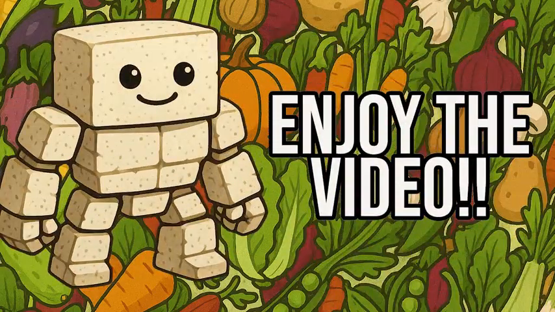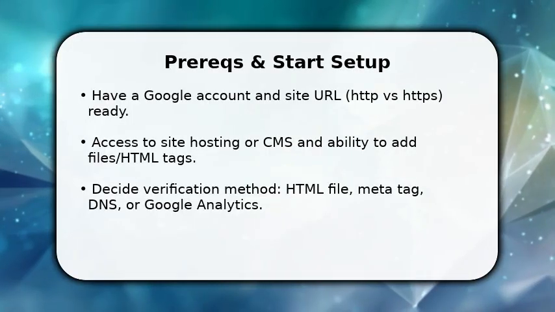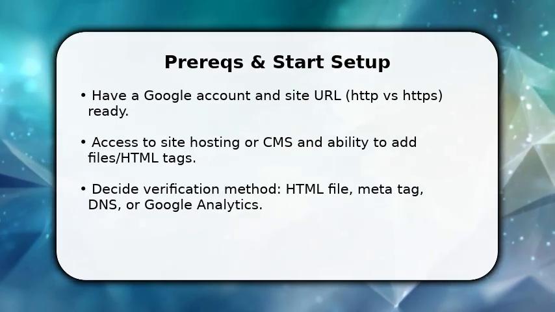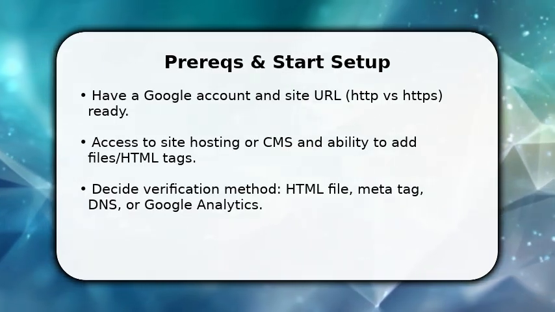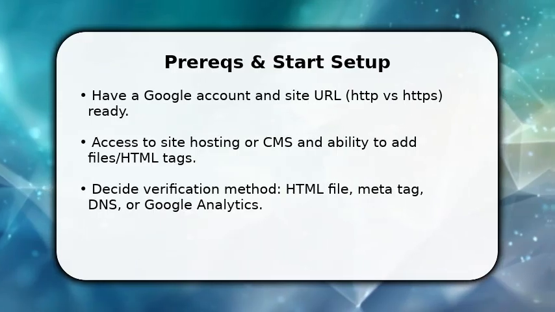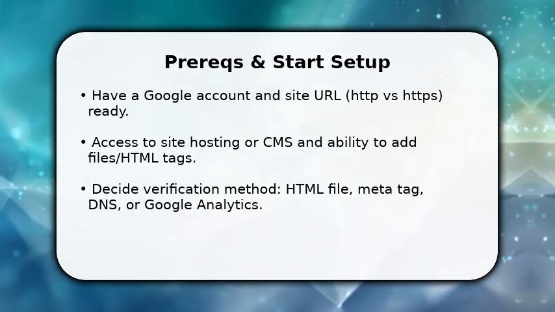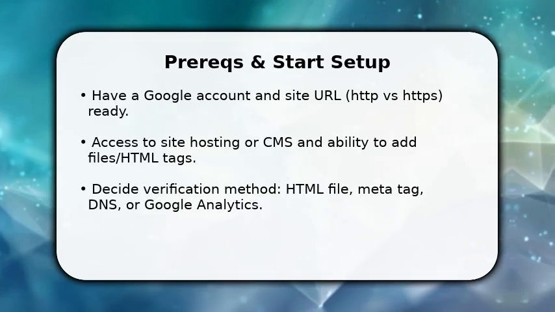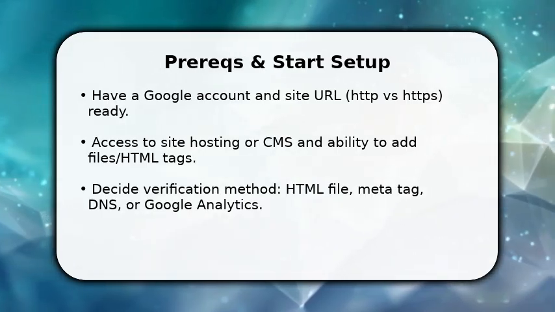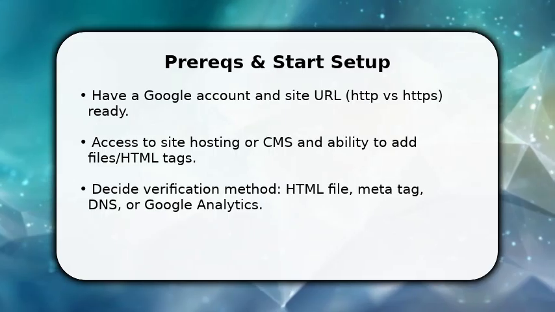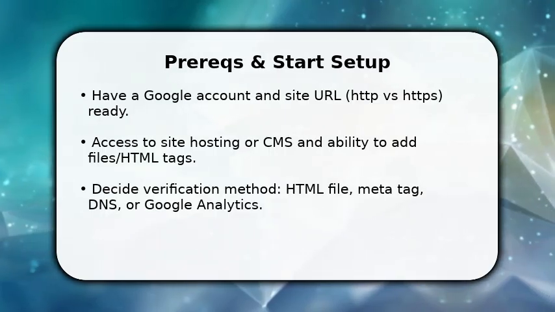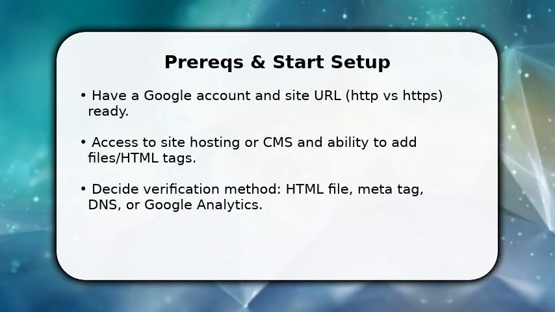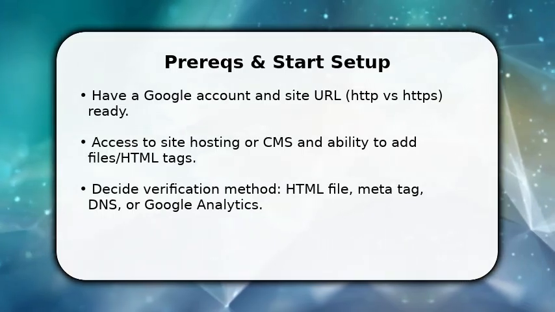Please enjoy the video. You begin by confirming prerequisites: a Google account and the exact site URL, including HTTP or HTTPS. Once done, pick a verification method. HTML file upload is fastest if you control hosting. Meta tag works for CMS editors. DNS suits domains. Now open Search Console, click Add Property, and enter the exact URL.